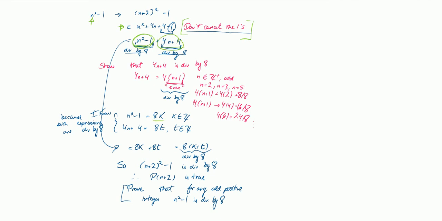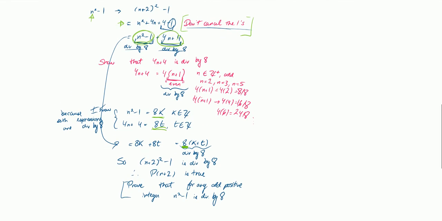So I rewrite them as multiples of 8. And so I get 8k plus 8t, which I can factor an 8 from, so I get 8 times k plus t. And clearly this statement can be divided by 8 because it has an 8 as a common factor. And so n plus 2 squared minus 1 is divisible by 8, and I've shown my inductive step. So that proves that for any odd positive integer, n squared minus 1 is divisible by 8.